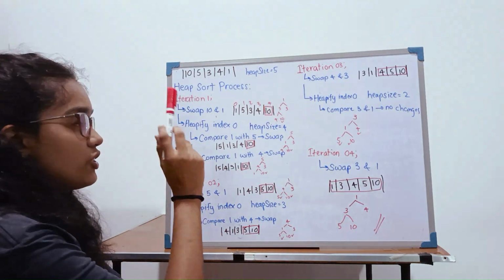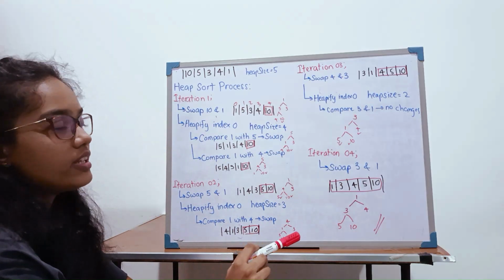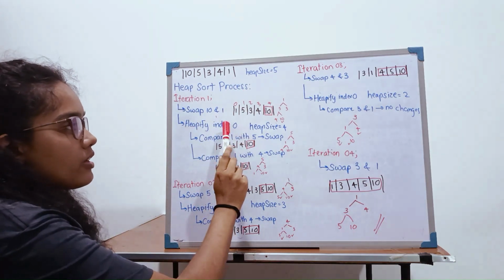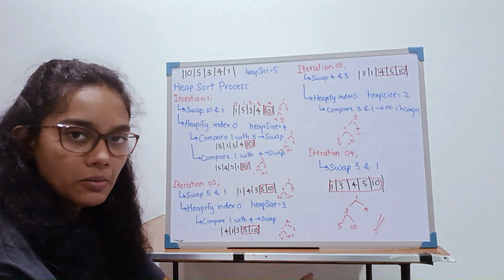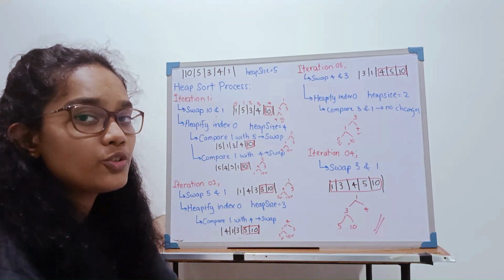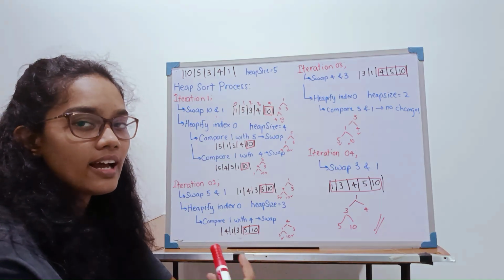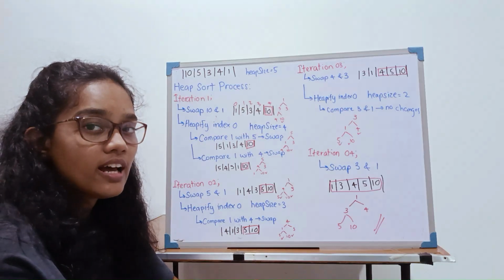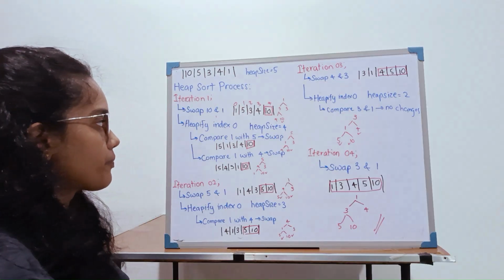In iteration 1, we are first swapping the root with the last element. So 10 is swapped with 1. Since this is a max heap, our largest element is at the root. By removing the root and moving it to the last, we are placing it at its final position because we are arranging this in ascending order. So 10 is in its final position here.